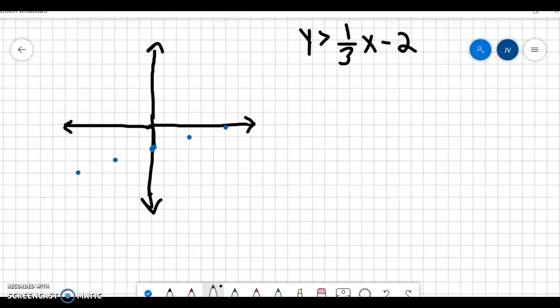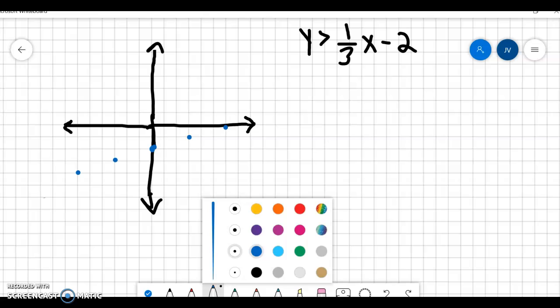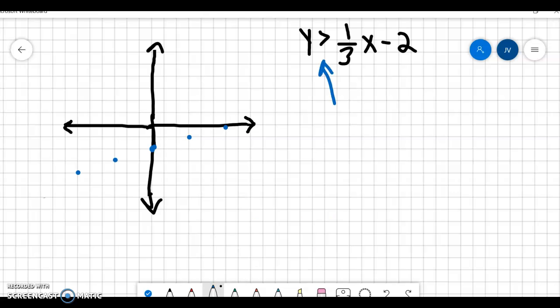We're going to notice that right here we have an inequality symbol. When you have an inequality like this, it's going to cause you to have a dotted line because it does not include that number. When you have an inequality with an equal sign, you're going to draw a solid line because it does equal the numbers that are on the line. Okay, so let's keep that in mind.